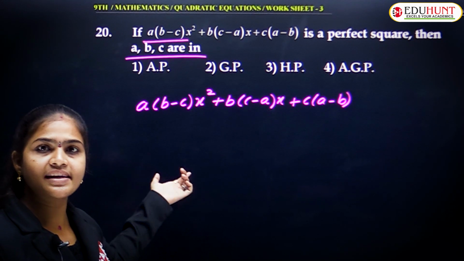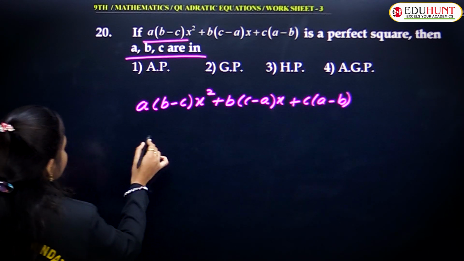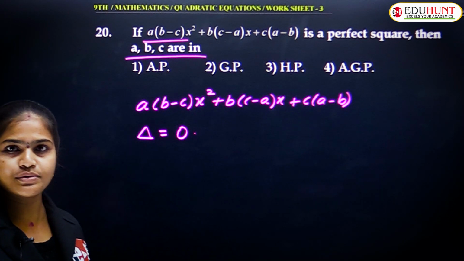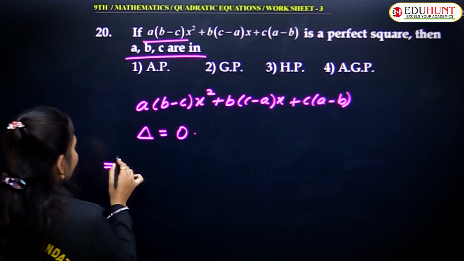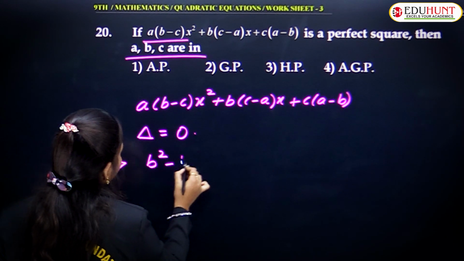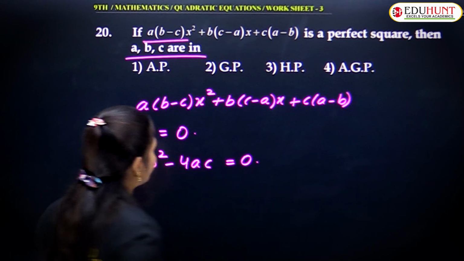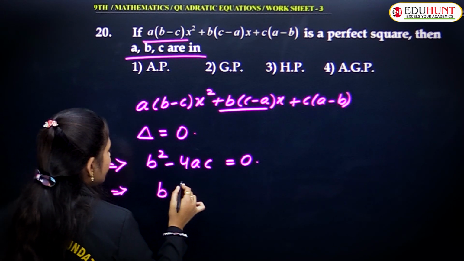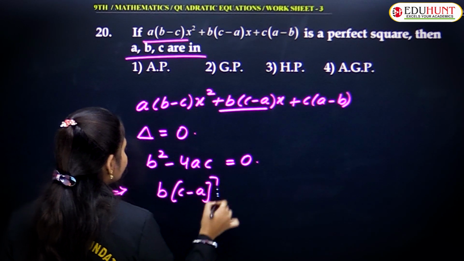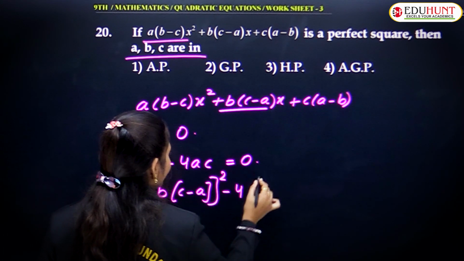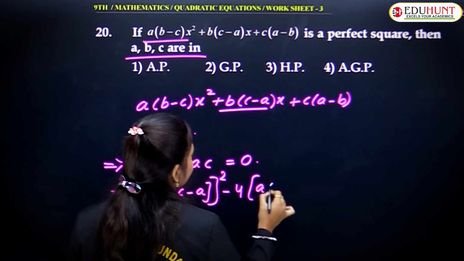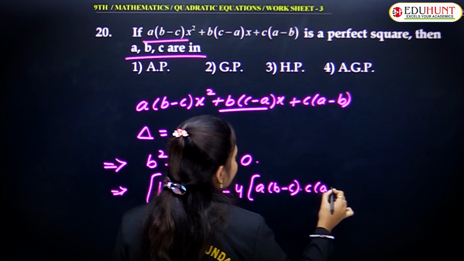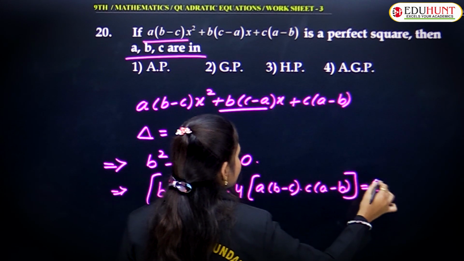Perfect square means delta is equal to 0. If delta is equal to 0, then we can say it is a perfect square, right? So we can take the delta is equal to 0 condition. Delta is B square minus 4AC, equal to 0. So from this, B square is B into (C minus A) whole square minus 4 into A into (B minus C), and C is C into (A minus B), which is equal to 0.